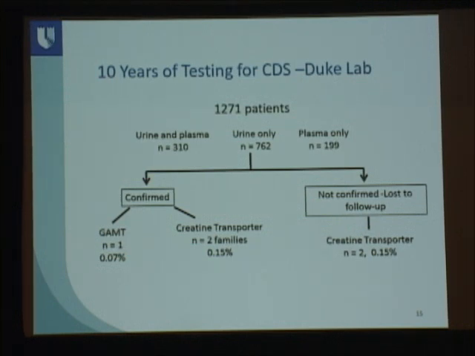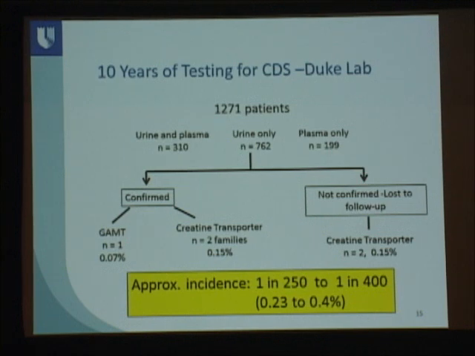Additionally, 2 more patients probably had a disorder, but because they were not seen at Duke and they were either lost to follow-up or we didn't receive any more information on the patient, we weren't able to confirm. So this gives a combined incidence of about 1 in 250 to 1 in 400.